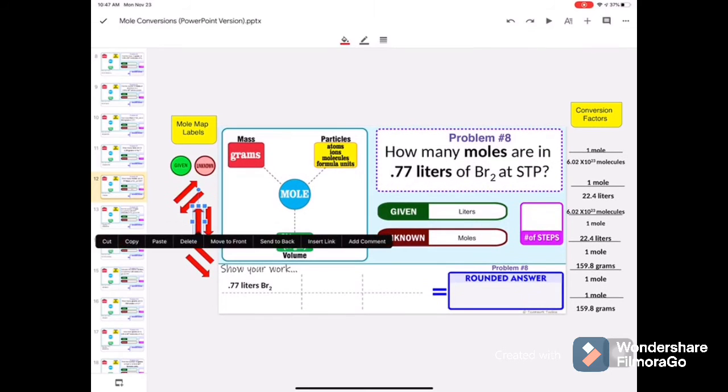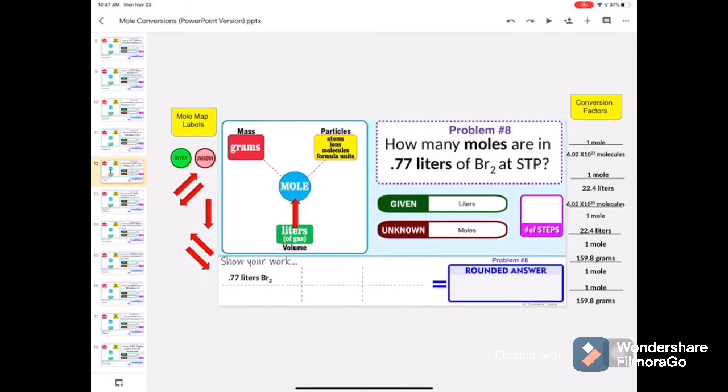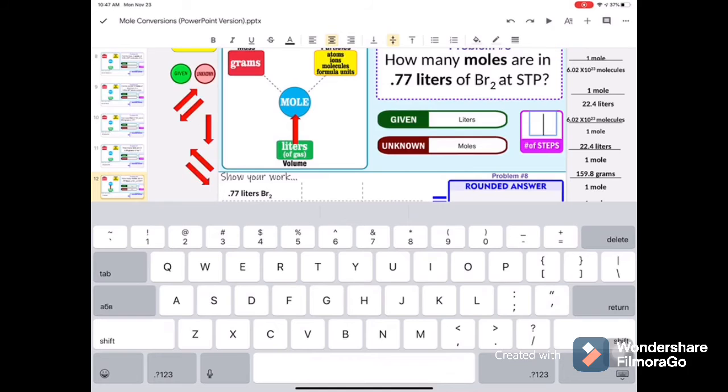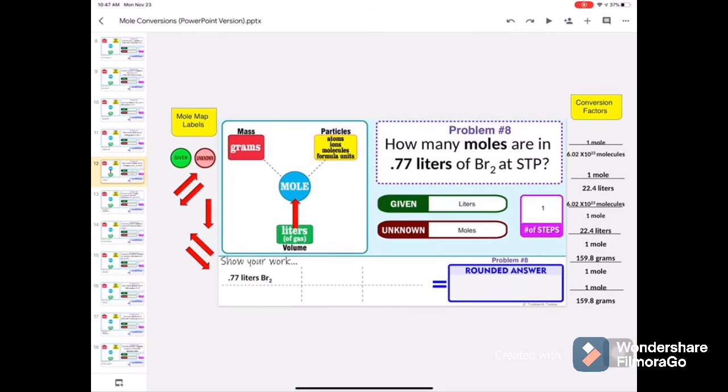So I'm going to chart my path. That is the game that I want to play. Going from liters to moles. So that is the path. How many arrows? That is one single sweet step. All right. So I have now dissected my problem and said, hey, I'm given liters, which is a volume unit. Hey, I want moles. That's my unknown. How many steps? It takes 1.